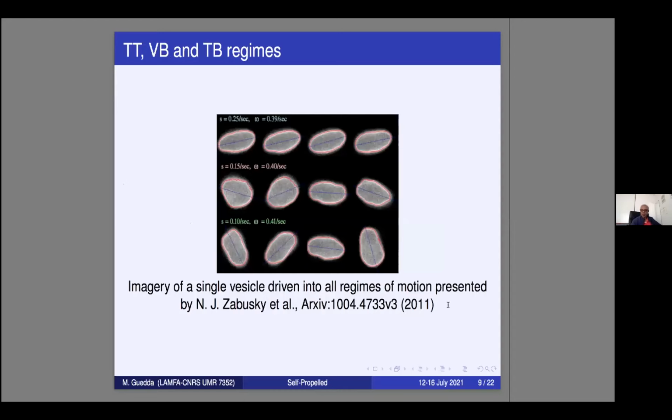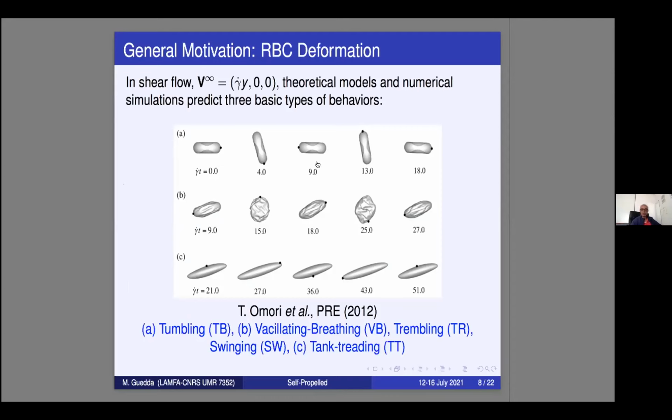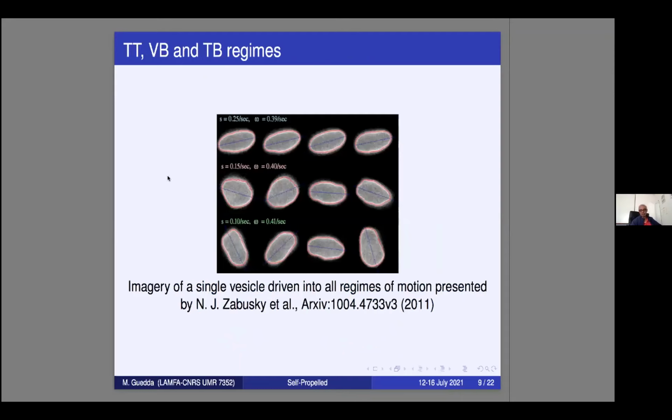Here, this is obtained from numerical simulation, but here it is obtained from experiments, and we have exactly the same dynamics. The first one is TT. The second one is VB, or trembling. You see that in blue, the major axis oscillates, but it's a small oscillation. Here is tumbling. We have the major axis, and there is some rotation at every time. And this is obtained by imagery from experiments.